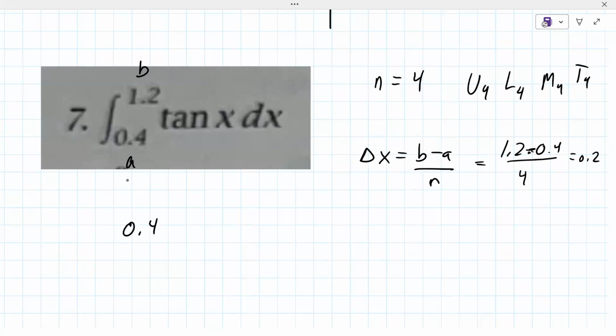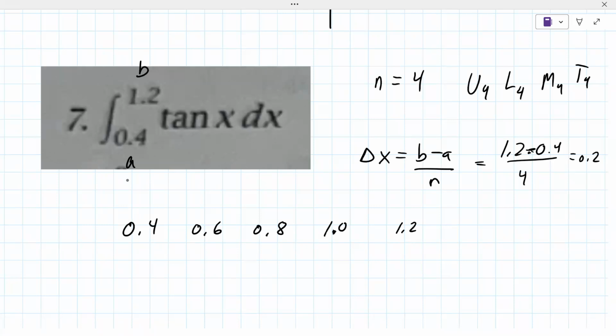So to start with the leftmost endpoint, add delta X. You do not have to do this. This is just a recommendation. Okay.